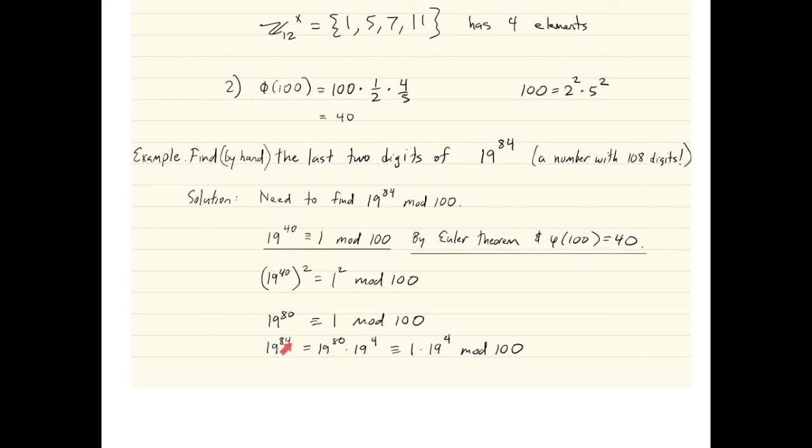So split 84 up into 19 to the 80 times 19 to the 4, using the rules of exponents, that the exponents add. And since 19 to the 80 is just 1 mod 100, that's what we've calculated here. What we really need to find is 19 to the 4th power mod 100. So we reduce the problem from calculating 19 to the 84th, which is an impossibly huge number, to 19 to the 4th, which we can do by hand. And that's what I've done on the next slide.